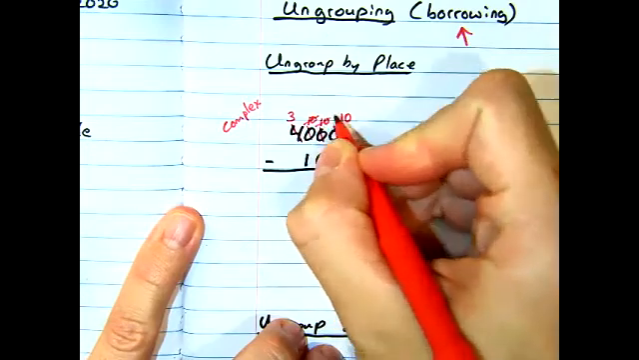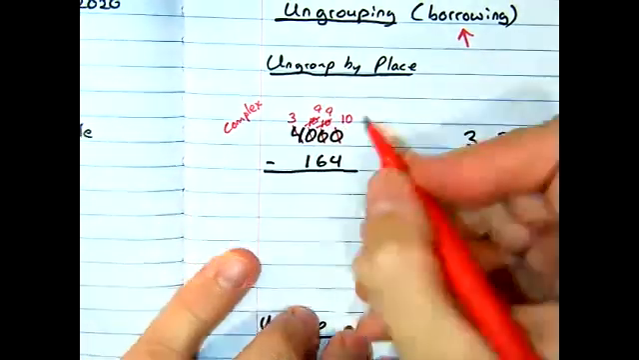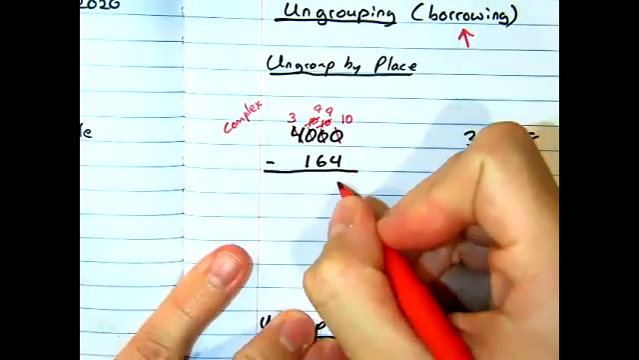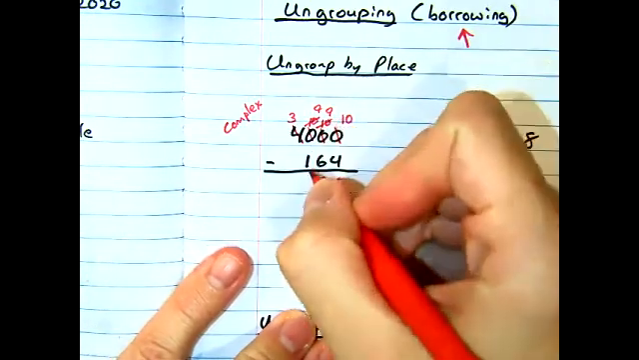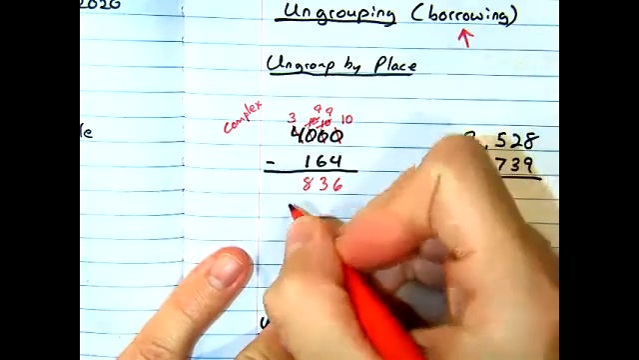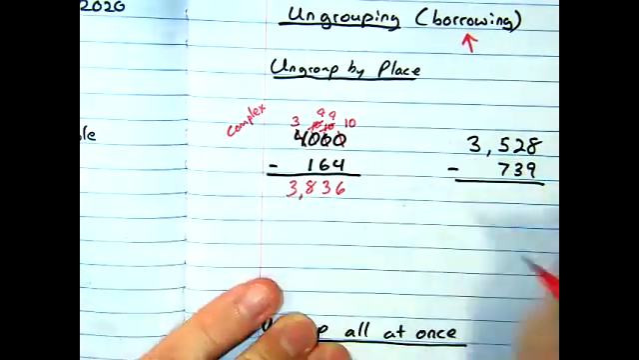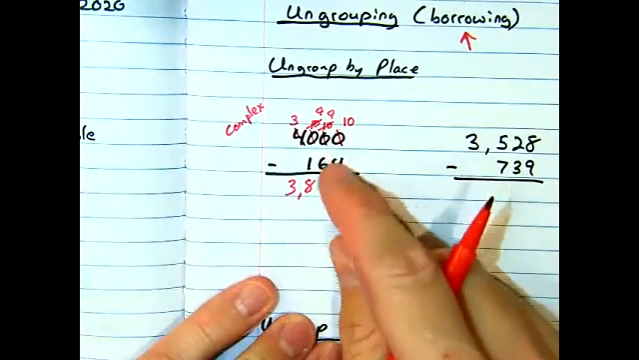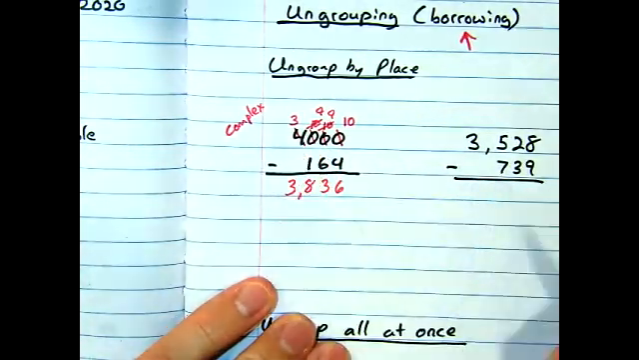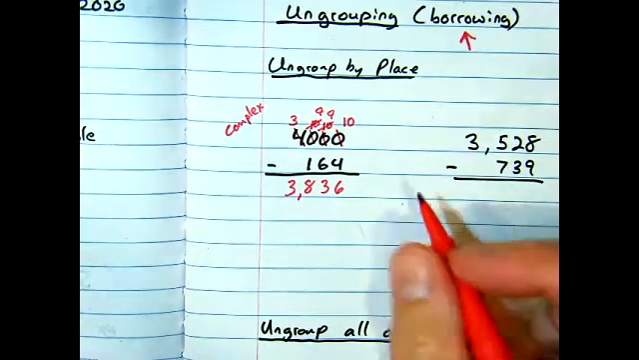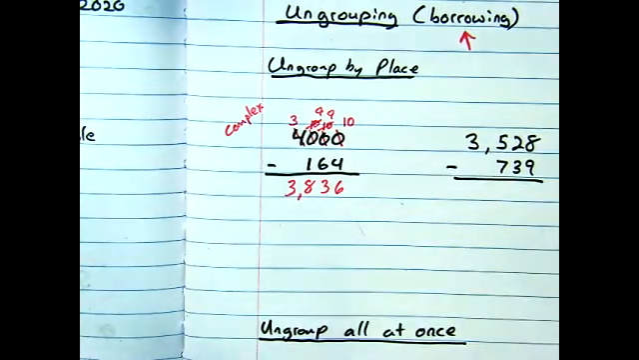This becomes 9. So 10 minus 4 is 6. 9 minus 6 is 3. 9 minus 1, 8. 3 minus nothing stays 3. We're going place by place borrowing. Essentially, you're asking the person next to ungroup. This is a totally acceptable way to solve this problem.